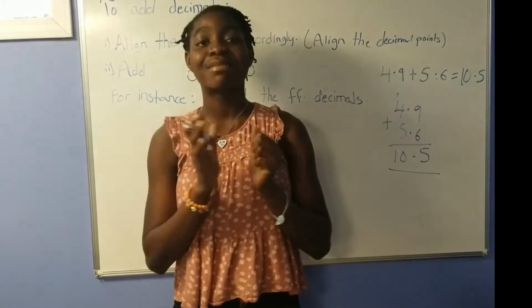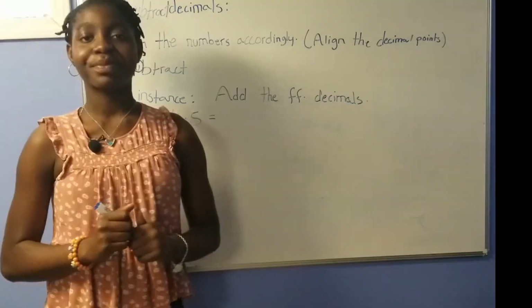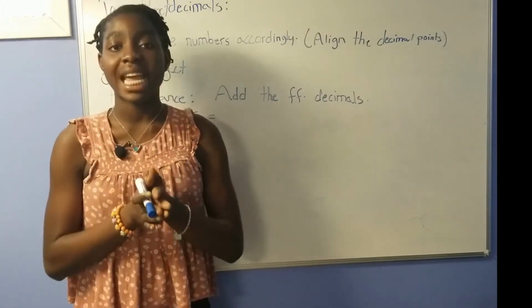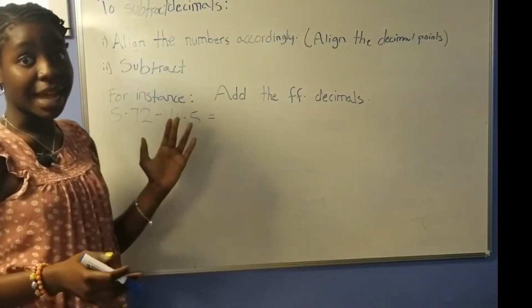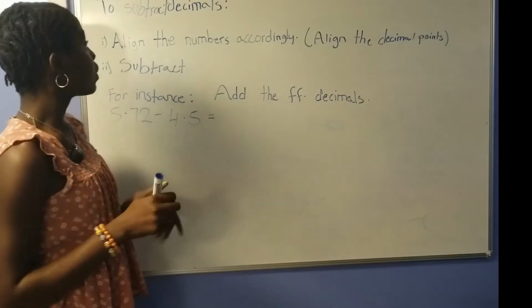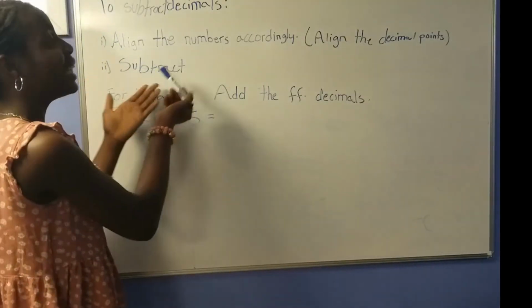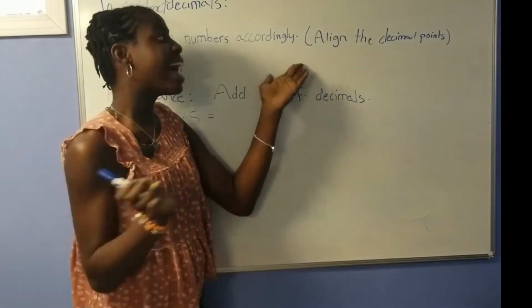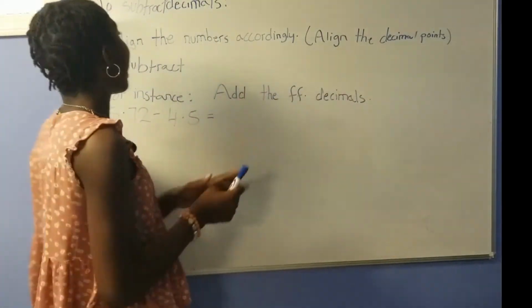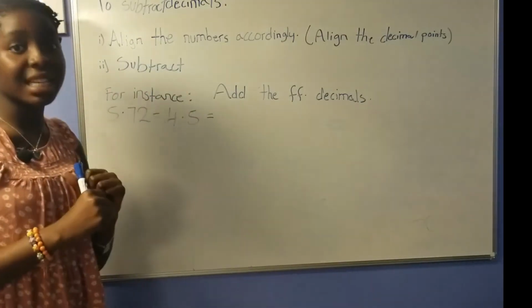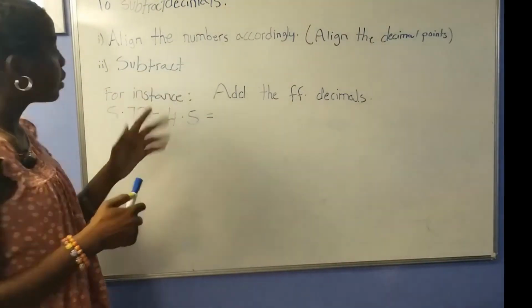Okay, so now let's move on to subtracting decimals. To subtract decimals, we do the same thing. We follow the same steps, but this time we subtract. Our steps to add decimals were align the numbers accordingly, or align the decimal points. And when we're adding decimals, we said add, but this time we say subtract.